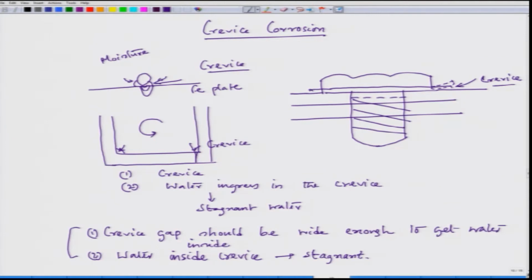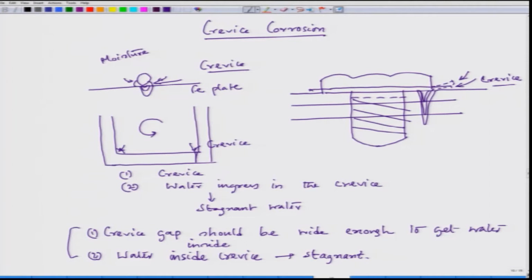Here also, since there is a crevice, moisture is present and it is stagnant, corrosion can take place, and the corrosion attack can be like this. So, these are some of the deadly corrosion effects of crevices, and we have to make sure to guard against them.